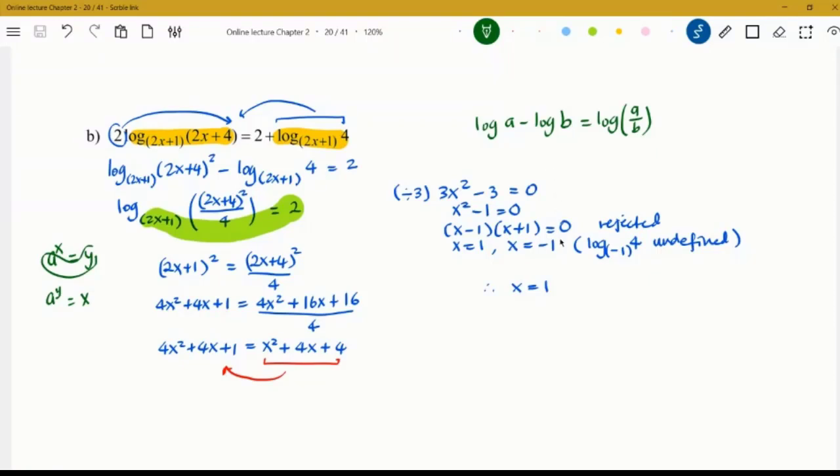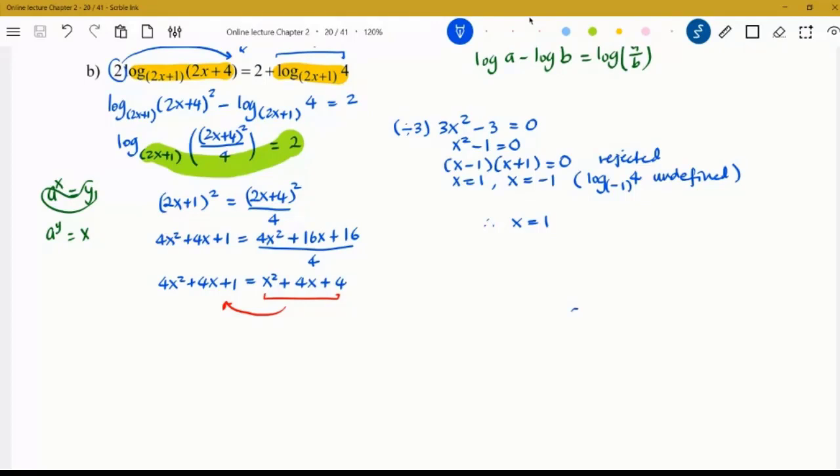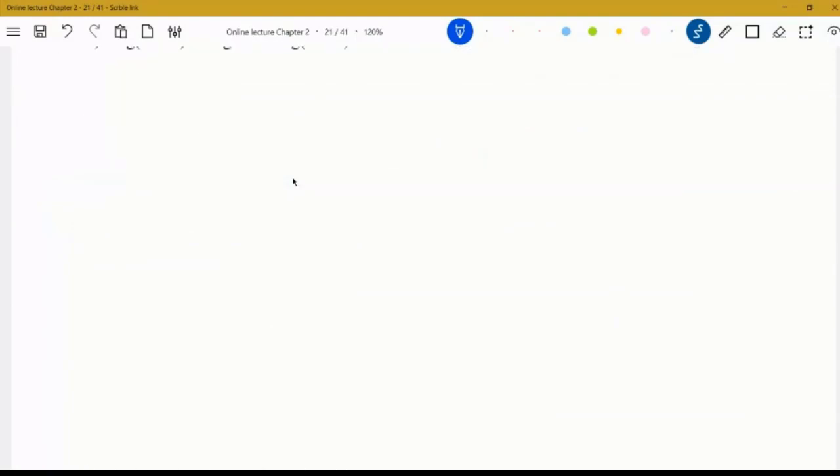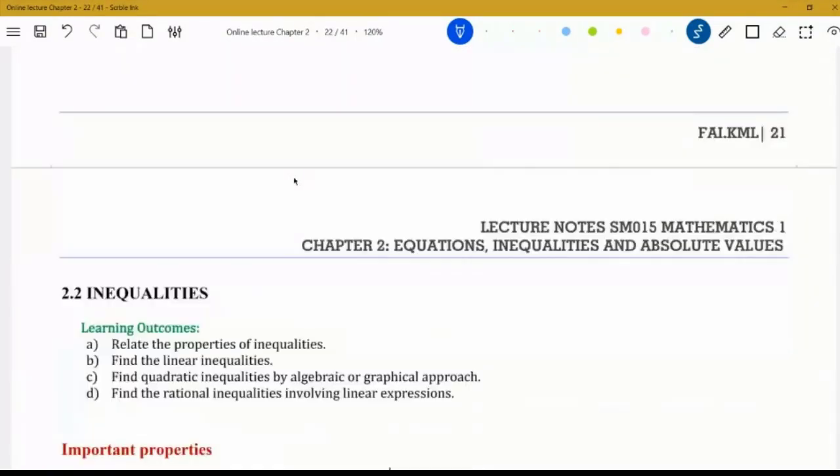Okay, 2.1 we have equation. Okay, so saya brief dulu. 2.1 we have equation, which is we encounter with equal sign. 2.2 which is inequalities, we encounter with signs of greater than, less than, greater and equal, less and equal. Okay, so that's the difference between equation and inequalities. Okay, so we move to 2.2. So exercise 5 and exercise 6, exercise 5 you can do on your own.